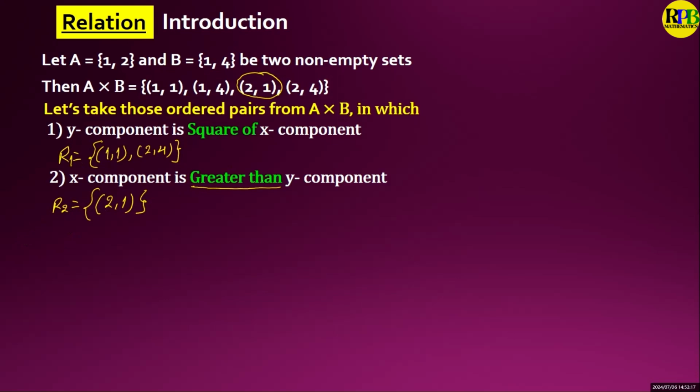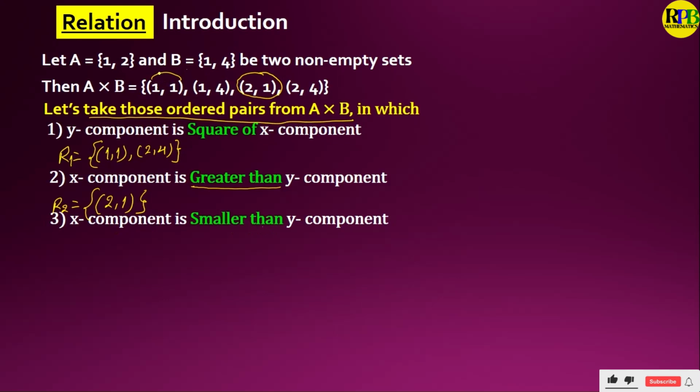Let's take one more example. X component is smaller than Y component. We have to take only those ordered pairs from A cross B where X component is smaller than Y component. Let's see. In this ordered pair, X component is 1, Y component is also 1. 1 is not smaller than 1. They are equal. We will not take this. We will reject this for this relation.